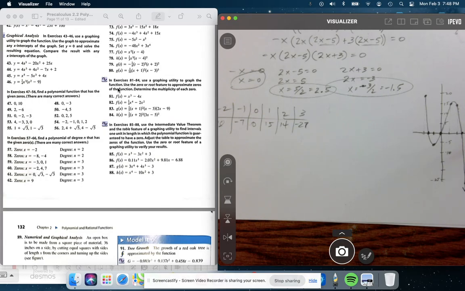All right, so then here, what are you doing? Using a graphing utility to graph the function, use the zero or root feature to approximate the zeros. Then determine the multiplicity of the zeros. So here you're just graphing it on your calculator and determining the multiplicity of zeros, and this should not be a big deal. I'm not going to waste your time going over this, since I know most of you, hopefully all of you, can put this in your calculator, graph it, and transcribe that onto your paper.